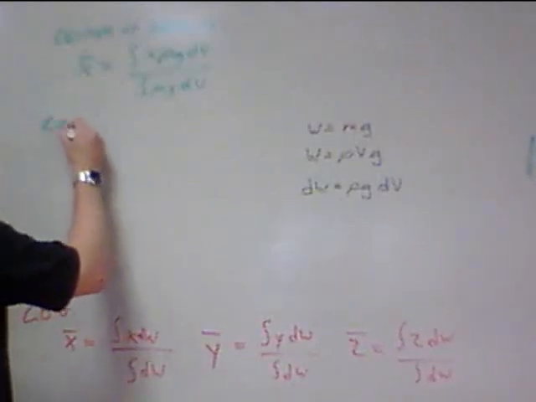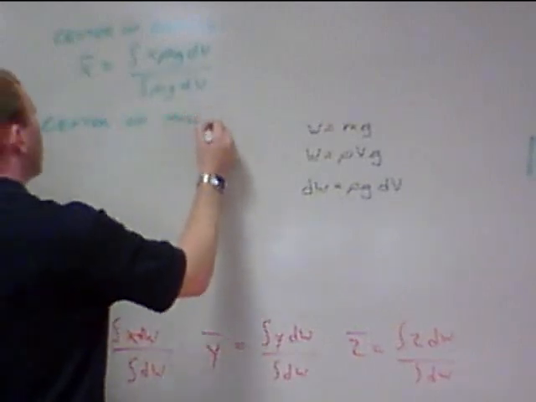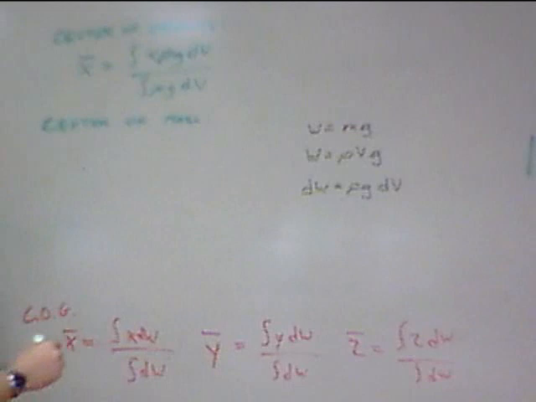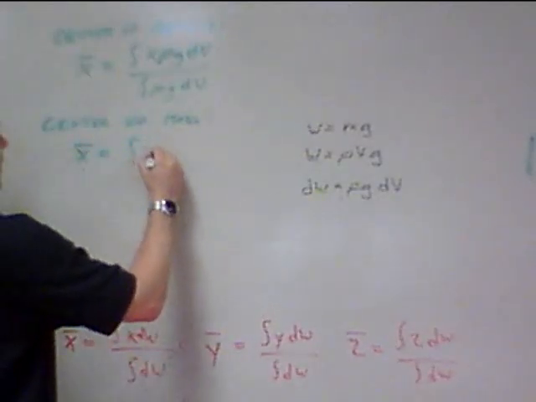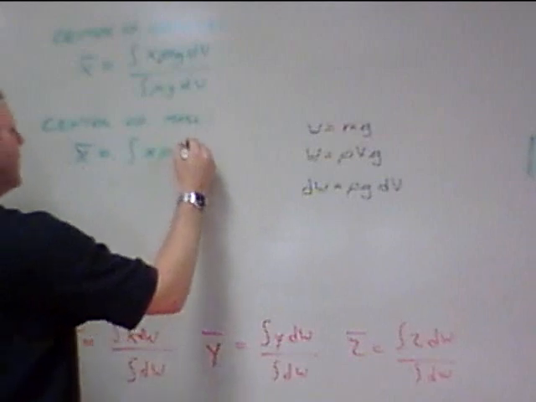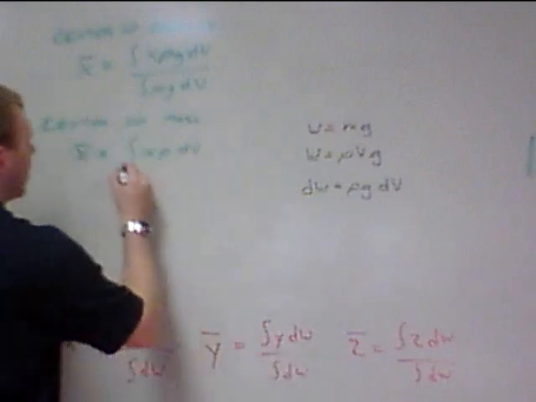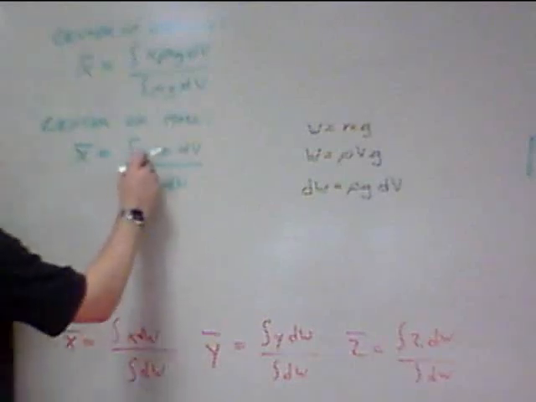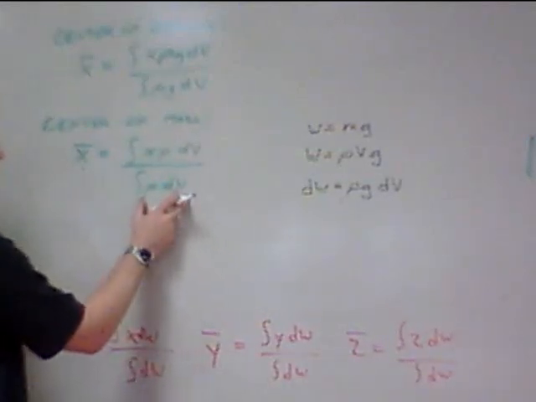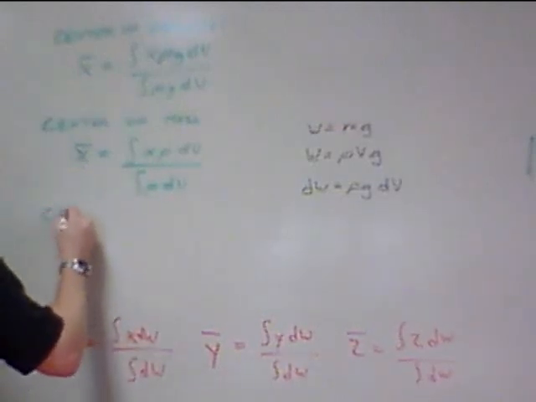I'm going to have center of mass. Center of mass means we don't care about gravitation. So center of mass is simply x bar is the integral of x times density times volume. Again, density times volume is mass. And then we have the integral of rho dV. So it's x times the mass of our little differential element divided by the total mass of all our differential elements. And then we have centroid.